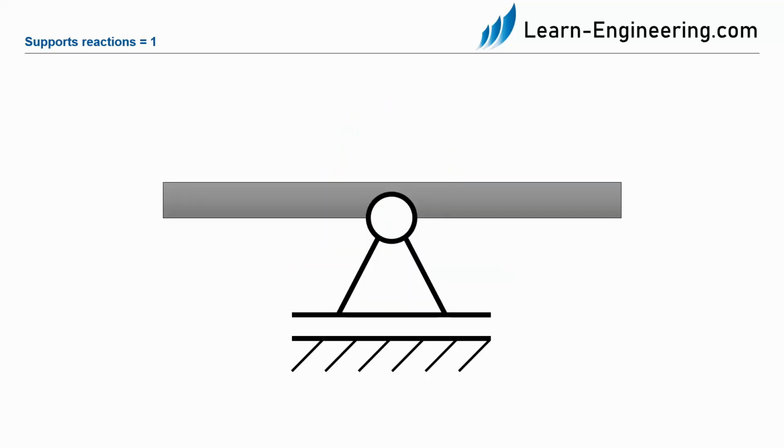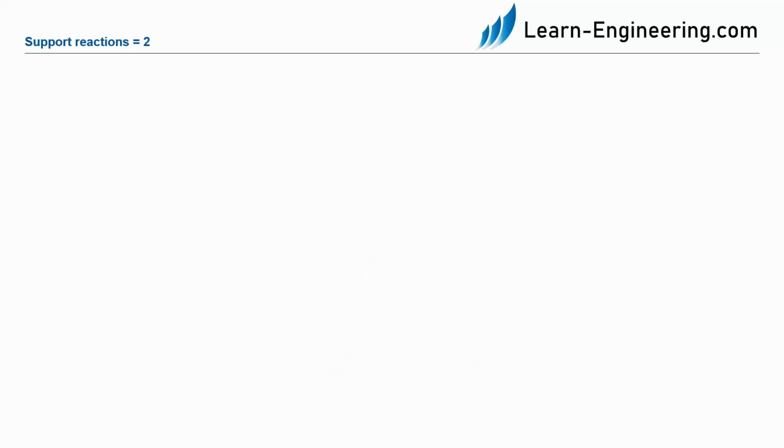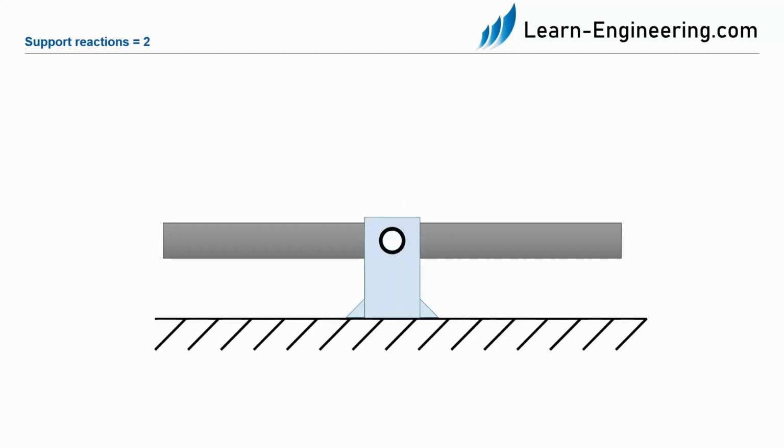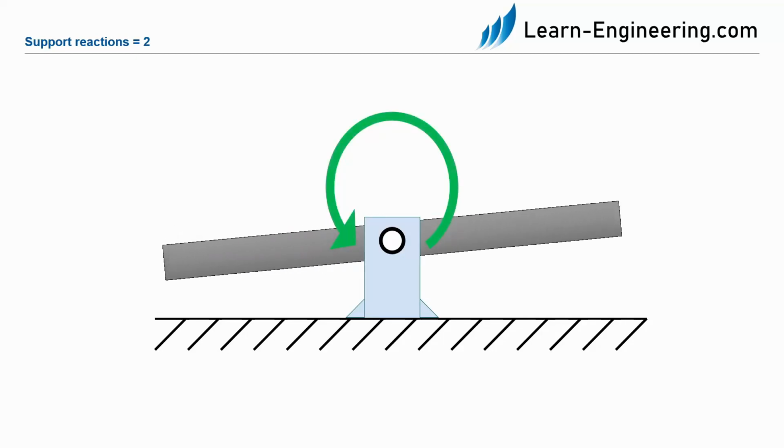In order to represent this kind of support in a simplified way in sketches, this symbol is used to represent the simple support. If we want to catch the axial component of the translational component, we need a support that is firmly connected to the ground.